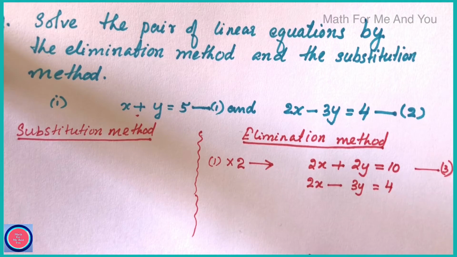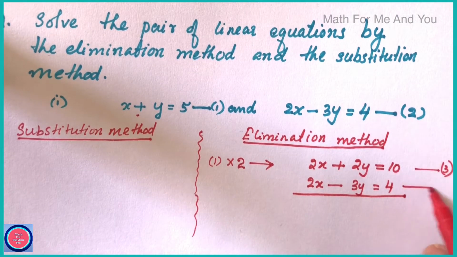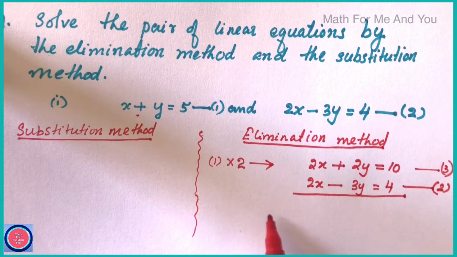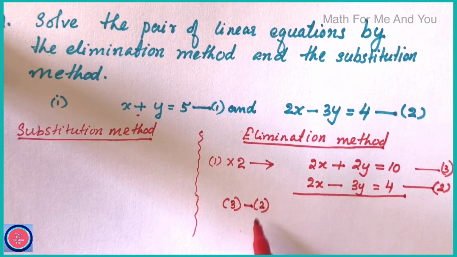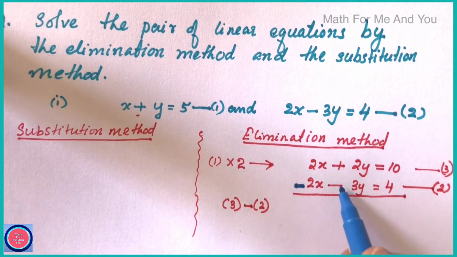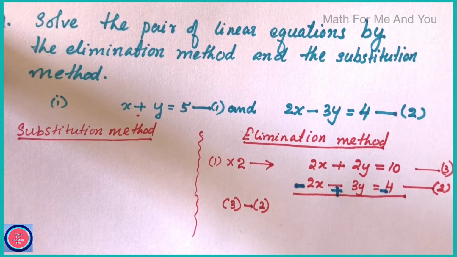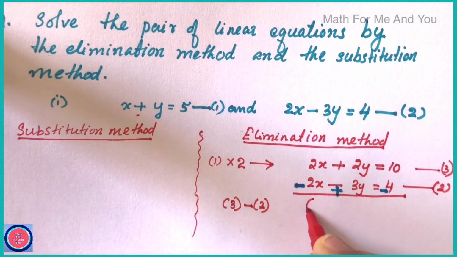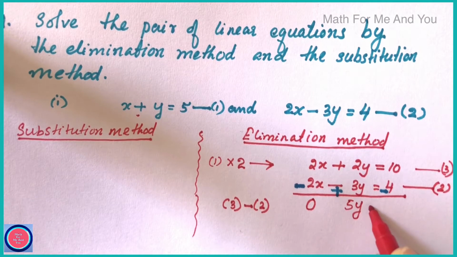How to eliminate x? Subtract the first equation minus the second equation. That means the first equation, that is equation 3, minus the second equation, equation number 2. 2x minus 2x we get, then x will be cancelled. The second term will be 2y minus 3y. So what is the operation there? Minus 3y becomes plus 3y we get. And same thing here, 10 we subtract 4. 10 minus 4. Okay, let's look what answer we get. 2x minus 2x, 0. 2y plus 3y equals 5y. And 10 minus 4, 6.